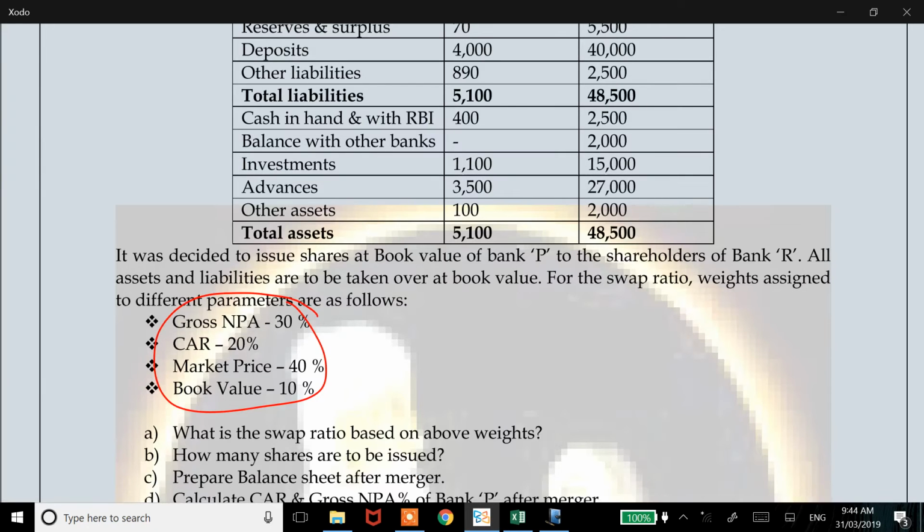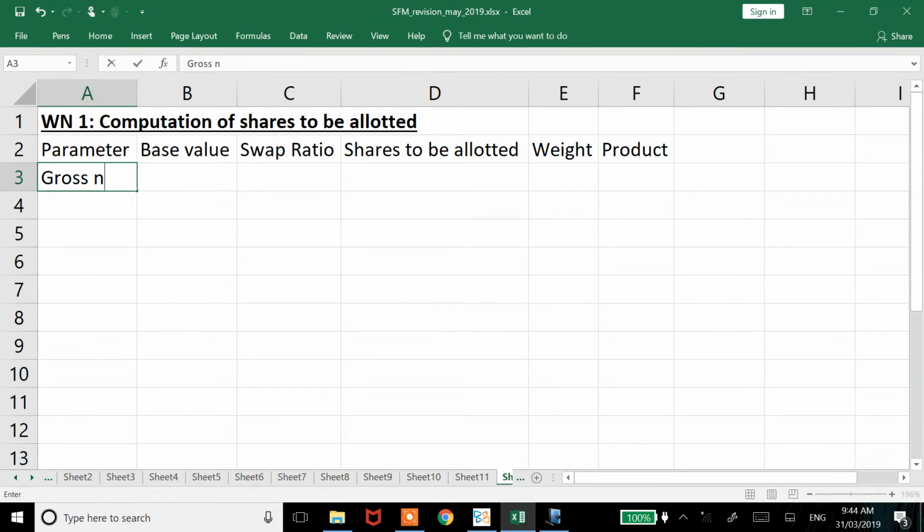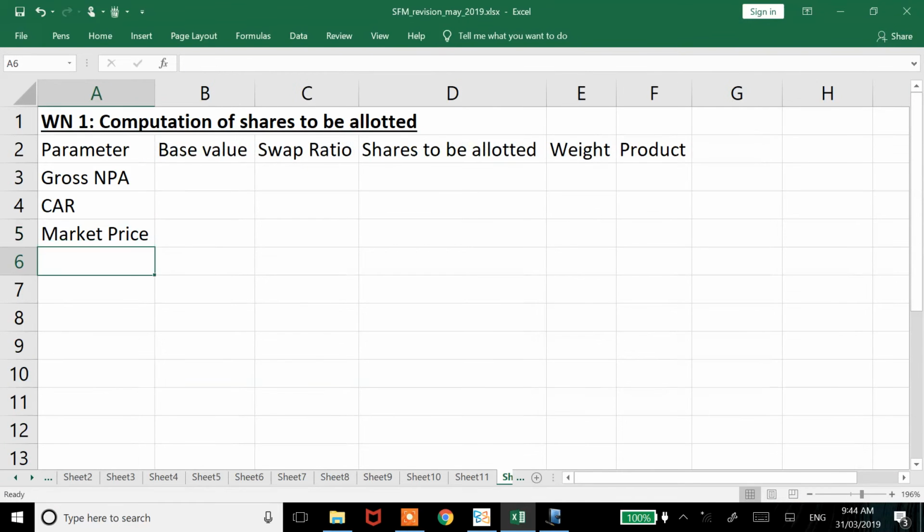We'll write the parameters they have given: Gross NPA, capital adequacy ratio, market price, book value. These are the 4 parameters we have. Market price and book value we'll have to calculate at a per share level. NPA and capital adequacy are ratios, so we'll write them as they are.